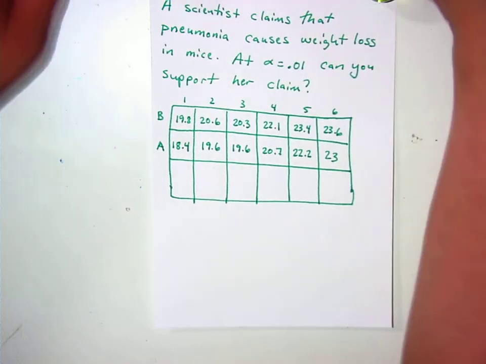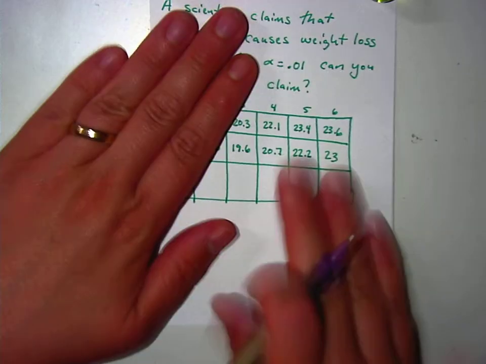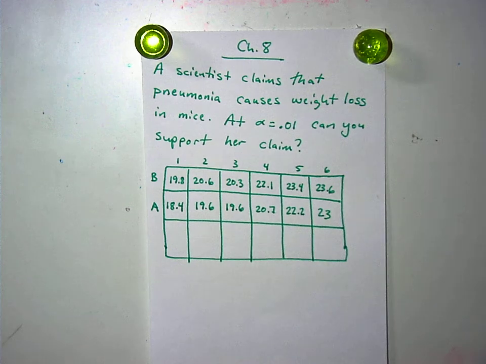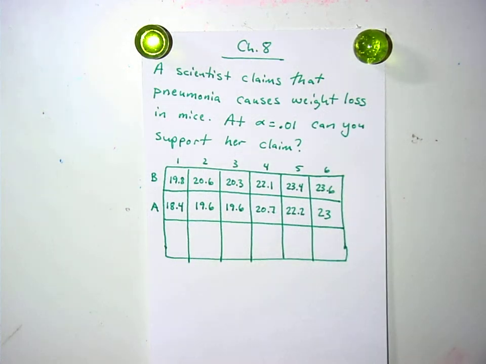Chapter 8, last one, that is math. Okay, so here we go. A scientist claims that pneumonia causes weight loss in mice. Probably, yeah. At alpha equals 0.01, can you support her claim?